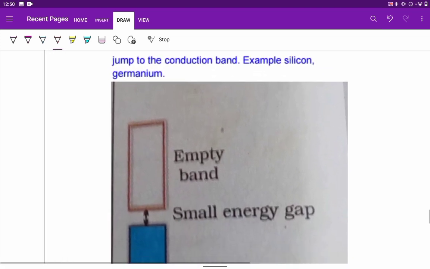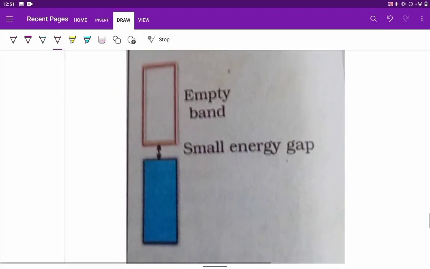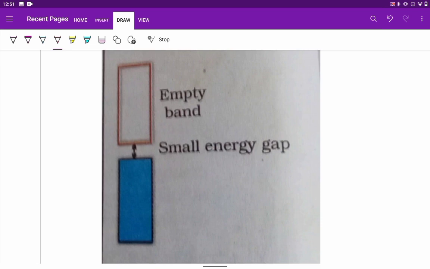So here you see in this diagram, there is a small energy gap between the filled band and the empty band. So what can happen? Some electrons may jump to the conduction band and show some conductivity. With the rise in temperature, more electrons can jump to the conduction band, and thus they are termed as semiconductors. So examples are silicon and germanium. They show this type of behavior. We call them intrinsic semiconductors.